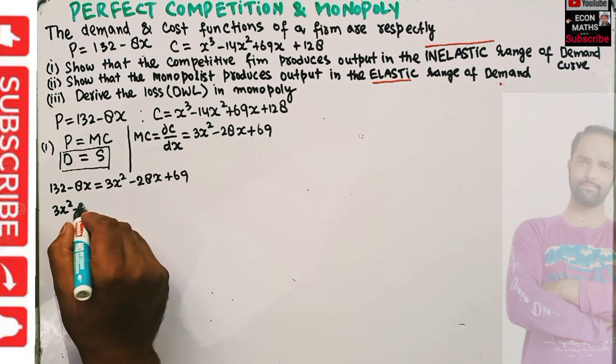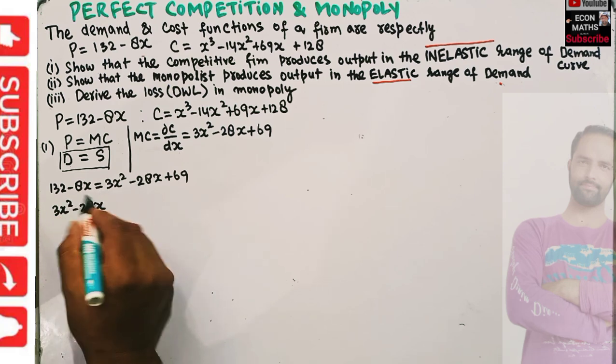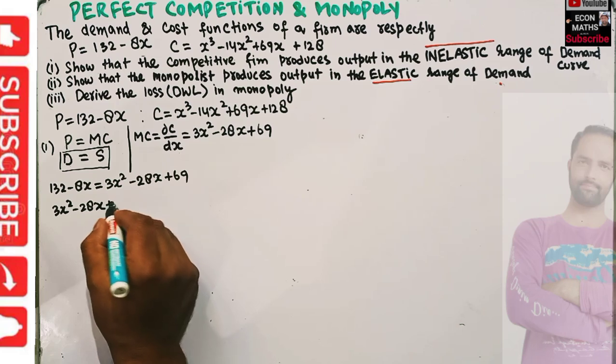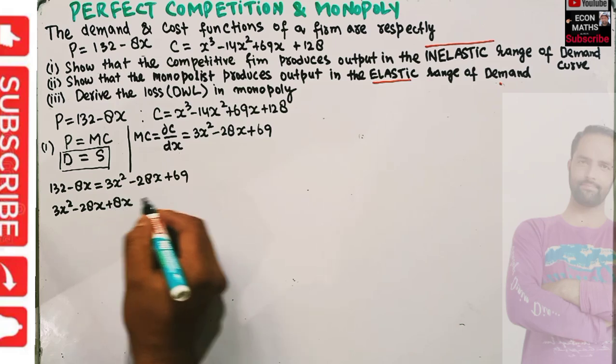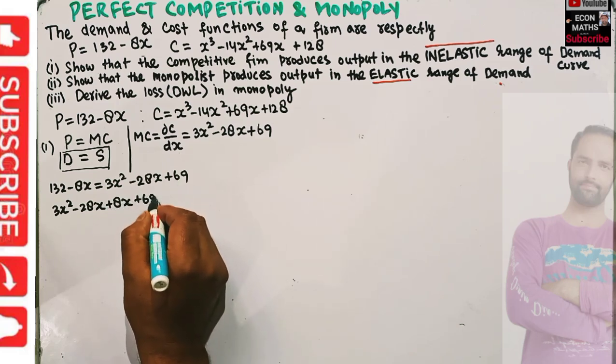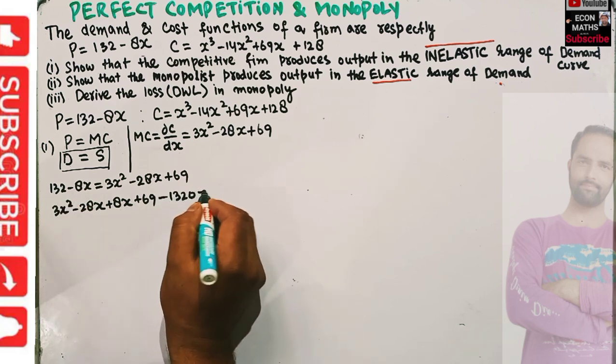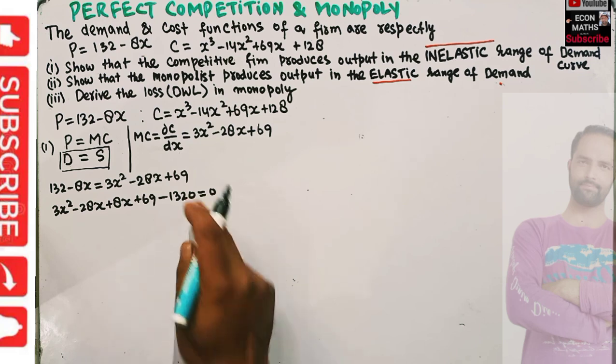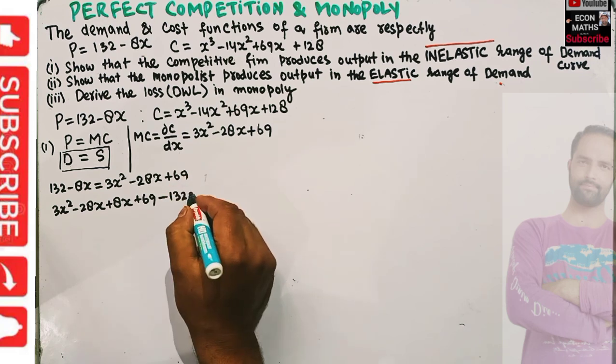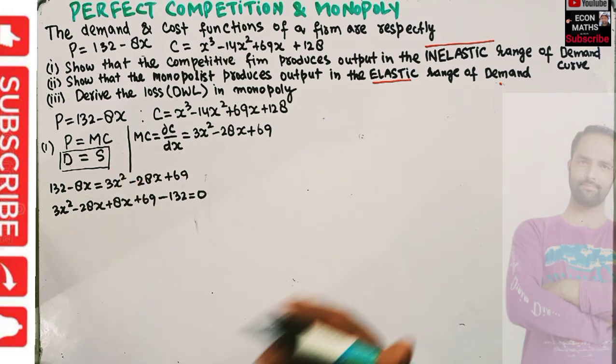Okay, then we have minus 28x. Transposing this minus 8x, it will become plus 8x. Then we have plus 69 minus 132 is equal to 0. Okay, hey, it has 0 so 132 is equal to 0. Okay, at times the mistakes happen.